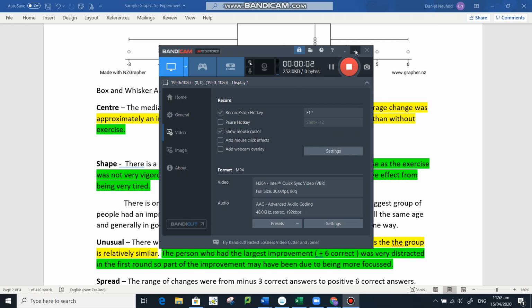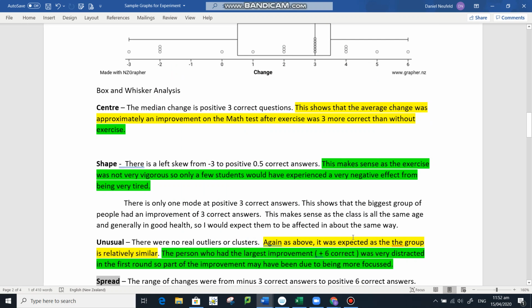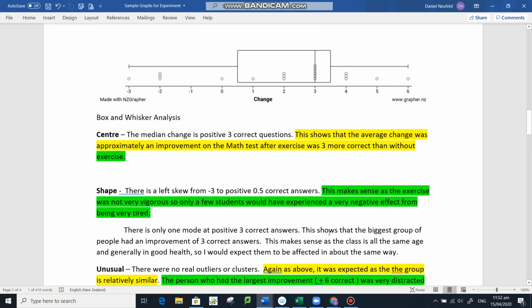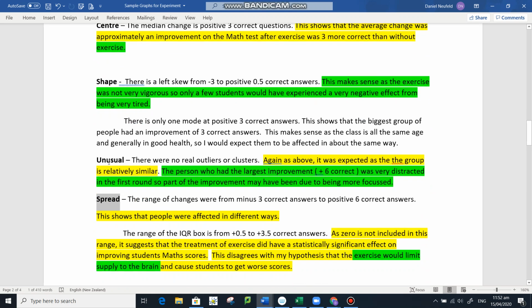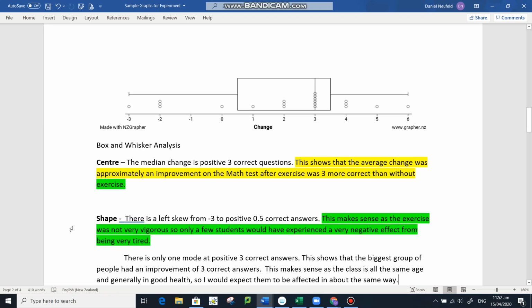Okay, in this video, we're going to look at the analysis of the box and whisker graph. So here was from our same set of data, how the change went from, again, this is math questions correct in the exercise, and this was the change. So we always look at center, shape, anything unusual like outliers, and then the spread. Okay, so for this one, we start with center.